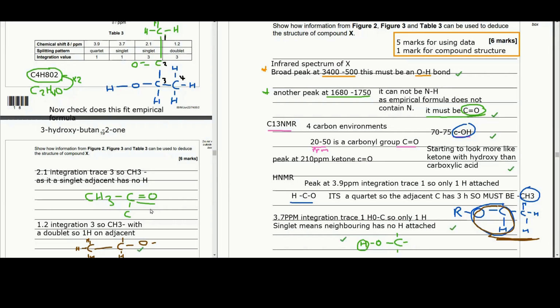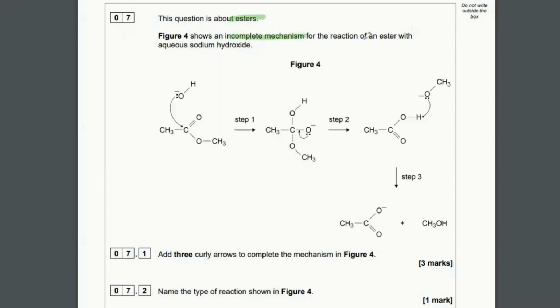So, yeah. Figure 4 shows an incomplete mechanism for the reaction of an ester with aqueous sodium hydroxide. Here we've got figure 4, and we have step 1, step 2, and step 3. You can see it shows arrows here, transfer of electrons shown through curly arrows. And if we look at the first question, it's 7.1. It says add 3 curly arrows to complete the mechanism in figure 4.